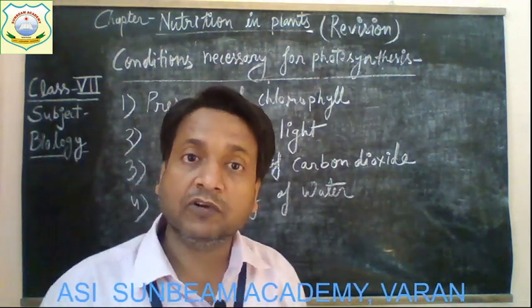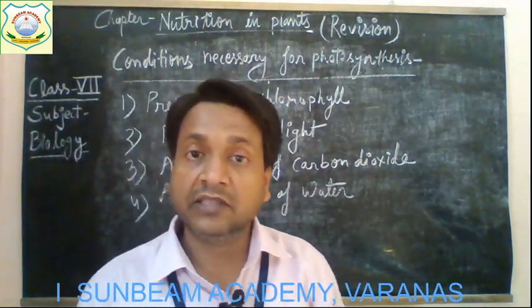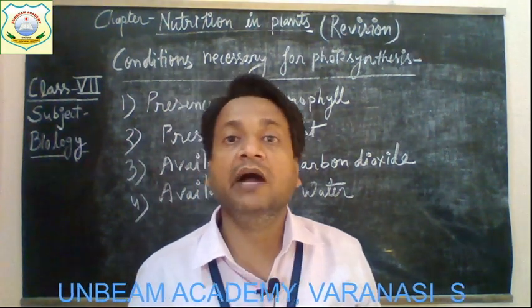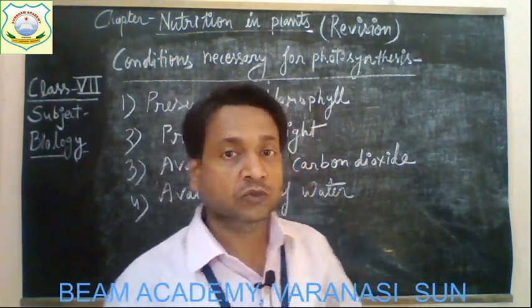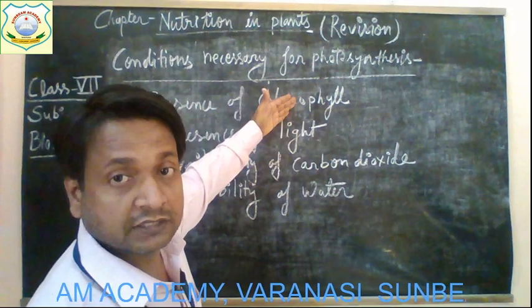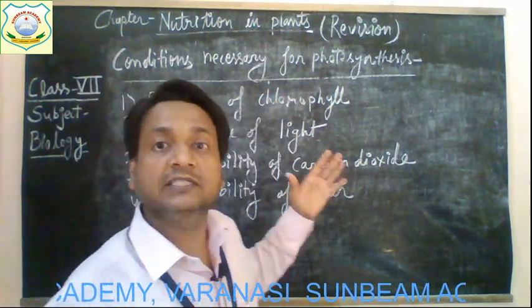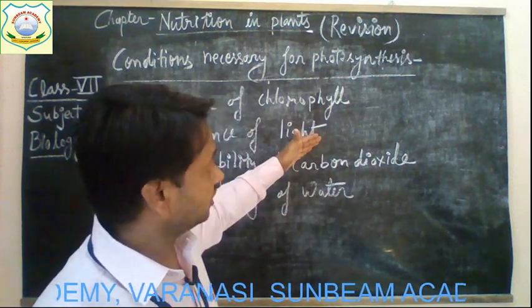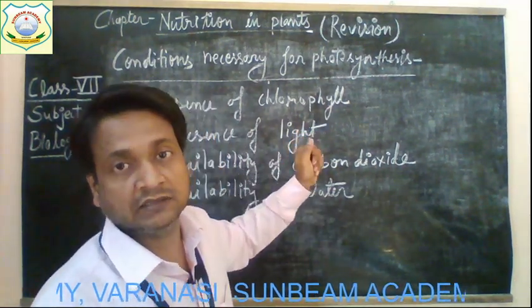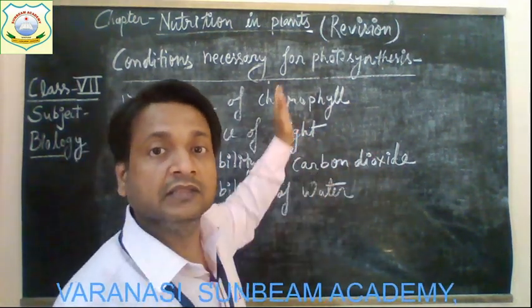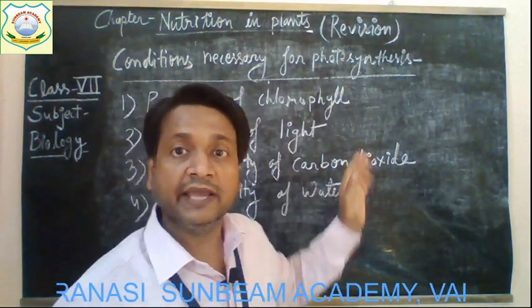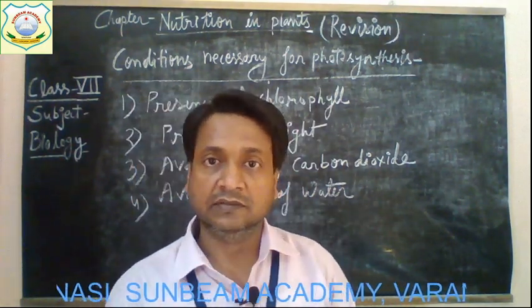The meaning of photo is light and synthesis means combination of different components. So these three different components, chlorophyll, carbon dioxide and water, get synthesized in the presence of light. Okay, and that is why this process is known as photosynthesis.